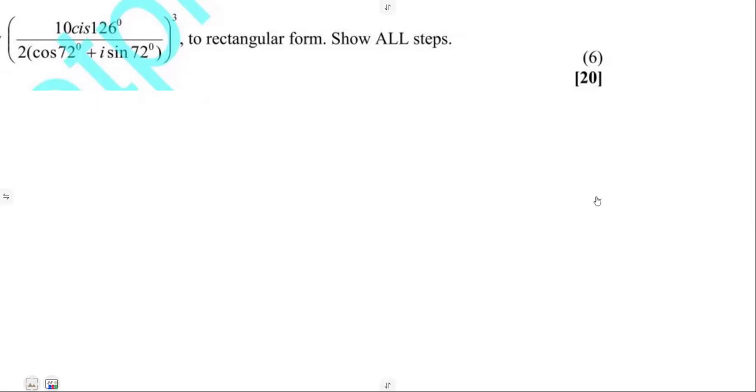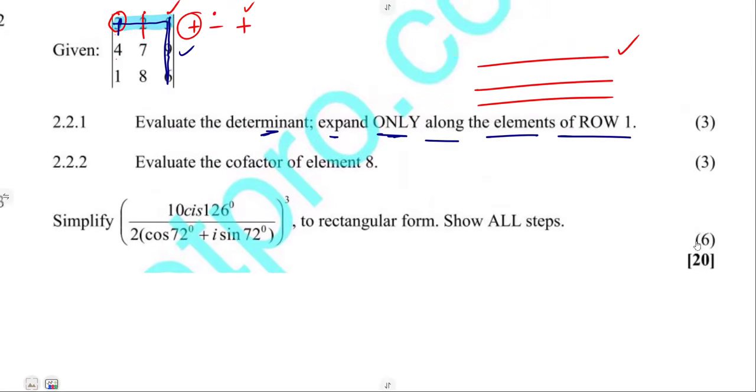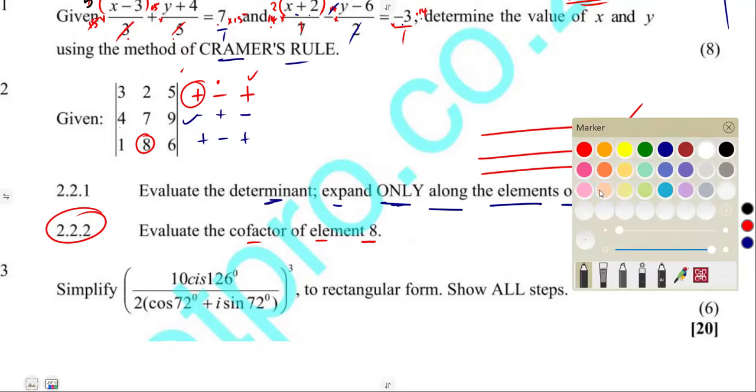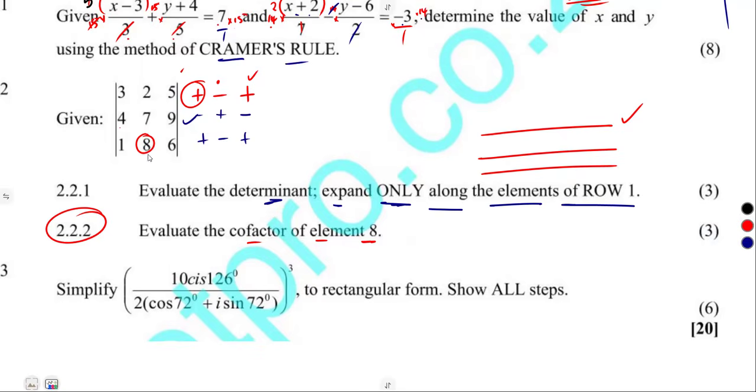All right, the other part we are given here is to evaluate the cofactor of the element 8, that's 2.22. The cofactor of element 8. So this is where the element 8 is. If you were going to continue with this expansion, plus, minus, plus, minus, plus, minus, like that, we can see that the element 8 corresponds to negative.